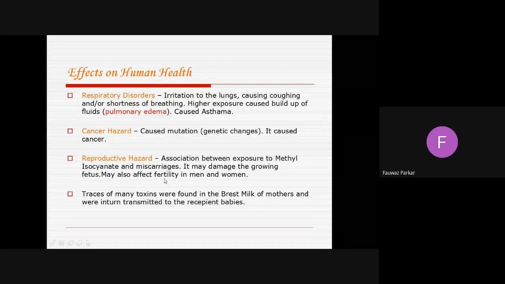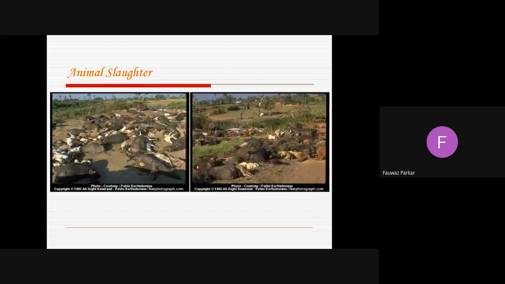Even many toxins were found in mother's milk and they were transmitted to the recipient babies. So many compounding problems were there. Even the cattle and livestock, many livestock left there because people were at least in their homes, but the livestock were directly in the atmosphere and were the most severely affected.